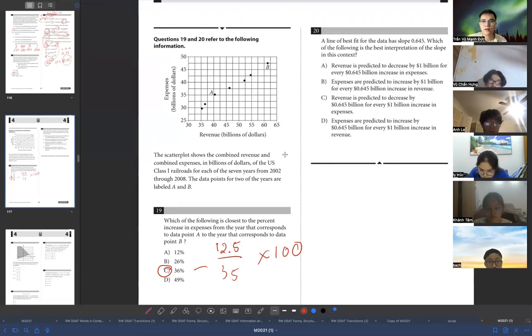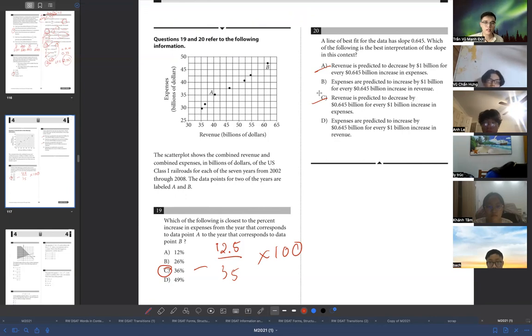Firstly, is it increase or is it decrease? Increase, so we're going to cross out A and C. Very good. So you just cross out the incorrect ones. Next, we're going to increase by 1 billion for every 0.something, or increase by 0.645 for every 1 billion increase.